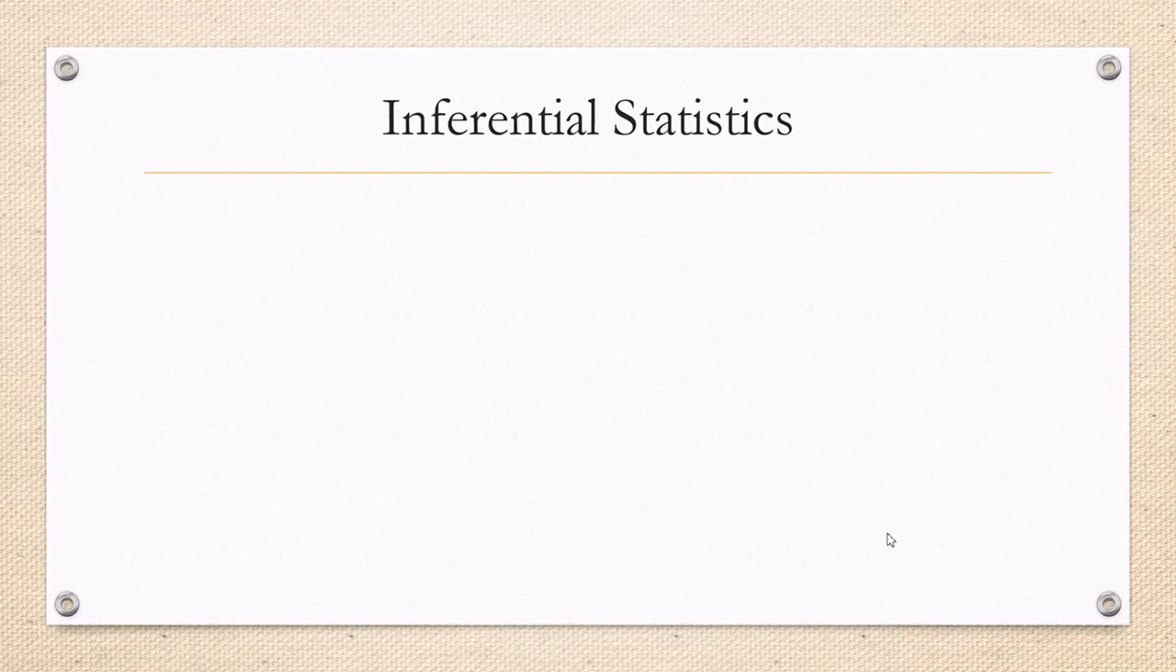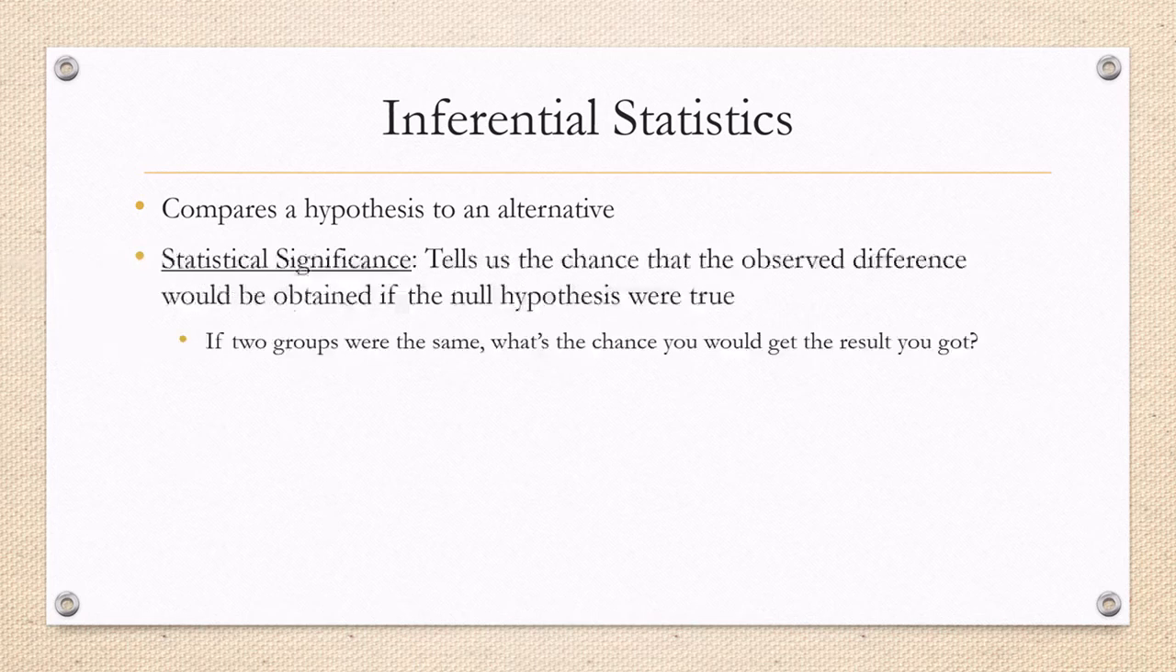Inferential statistics compares a hypothesis to an alternative statement. To describe this, I will use the example of having two groups we are comparing and want to know if they are different. We use statistical significance to tell us the chance that the observed difference between our two groups is by chance. If two groups were the same, in reality, what's the chance you would get the result that you got?